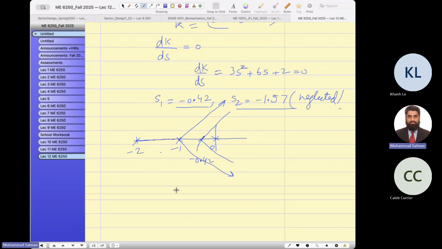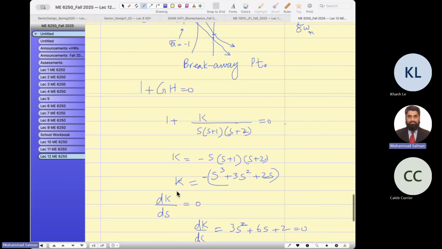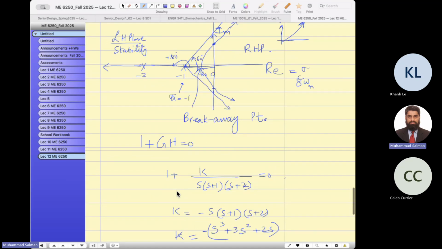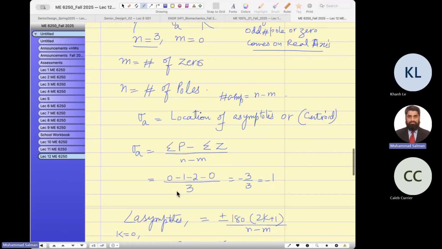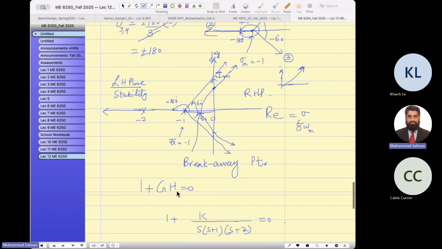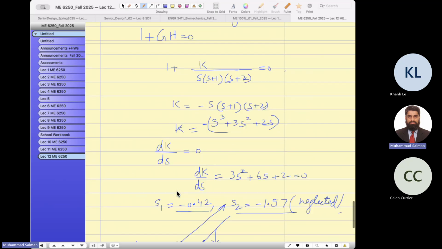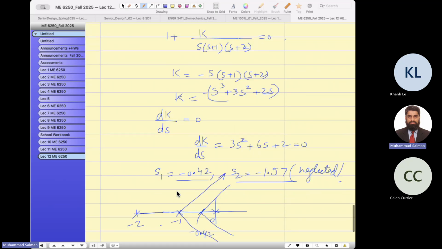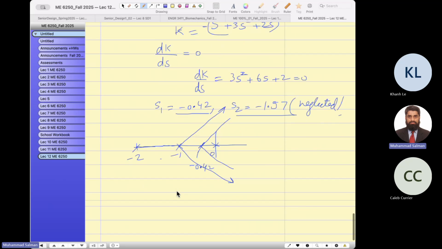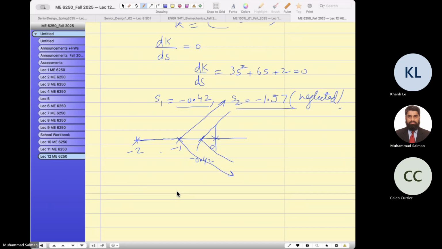How did I find the breakaway point? You have to use the characteristic equation. The denominator of the closed loop transfer function is also known as the characteristic equation. Equate it to 0, and then from there you can find the k value, and then differentiate it with respect to s. That gives you the location of the breakaway point.